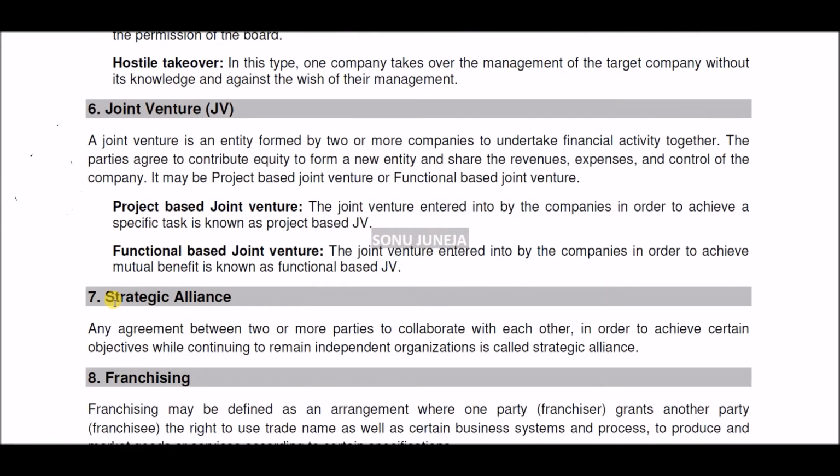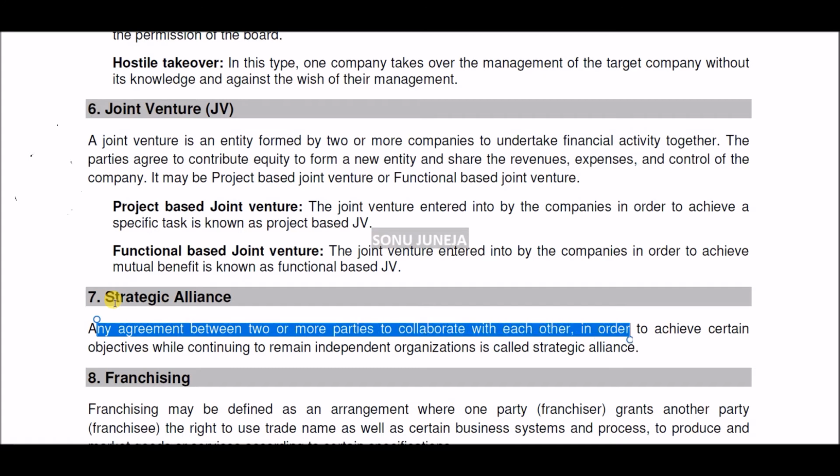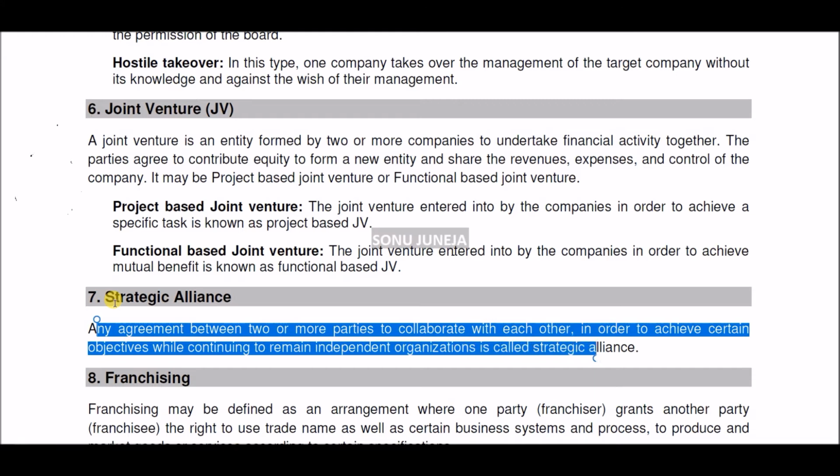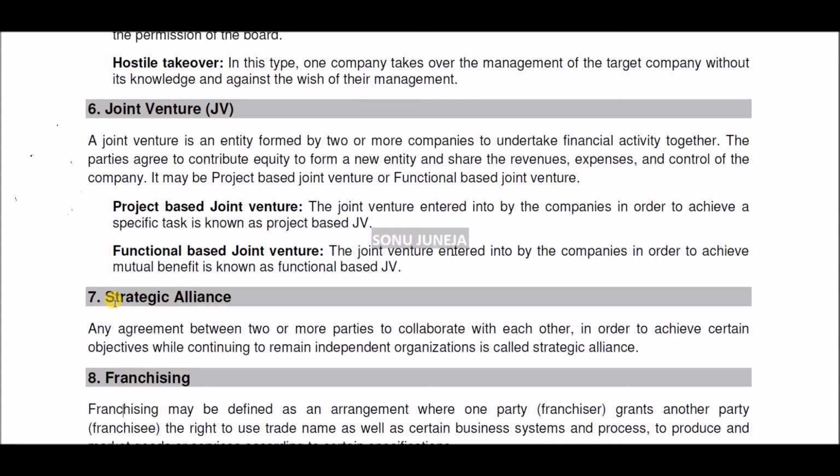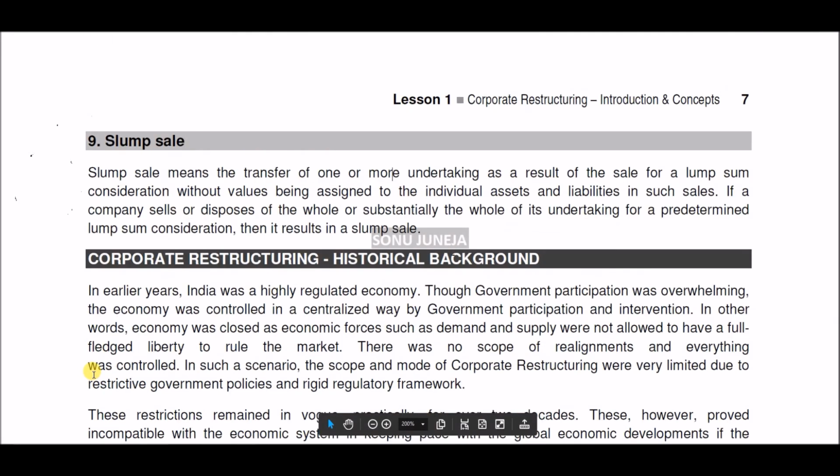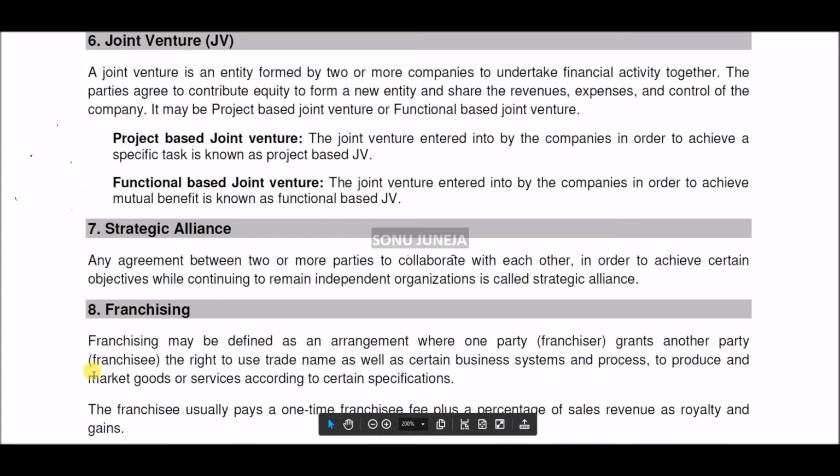Strategic alliance: an agreement between two or more parties to collaborate with each other in order to achieve certain objectives while continuing to remain independent organizations is called a strategic alliance. Alliance is like joining hands together, but at the end of the day, your way of working remains your own. Then you have franchising. I believe this is the most known thing if I talk about corporate restructuring.